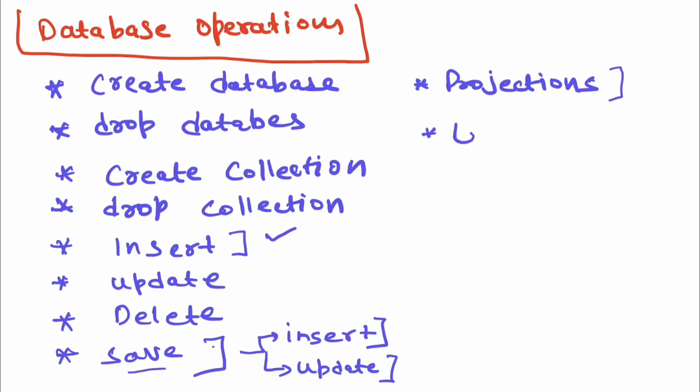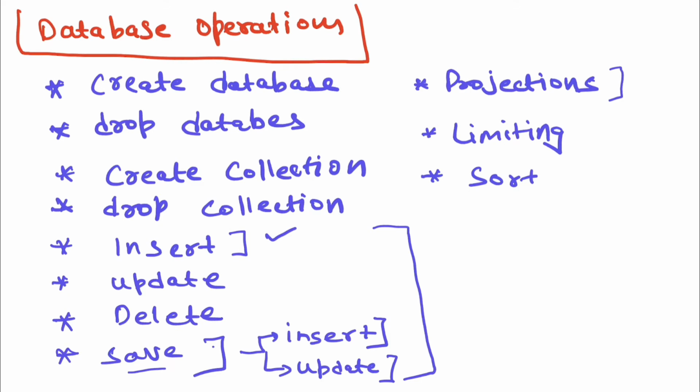Then you have the limiting concept, where you can limit the number of output records, and then you have sorting, where you can sort the results based on a particular field in ascending or descending order. So all of these operations are supported within MongoDB, and there are certain other operations related to insert, update, delete, save. There are some additional functions available.